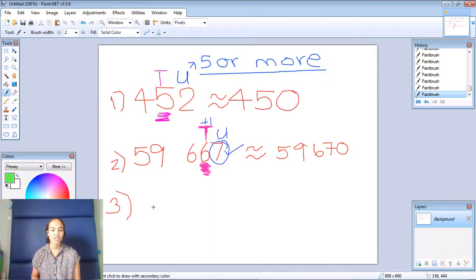Let's go for a green color, because this time we all know how to round to the nearest 10. So let's go for a 6-digit number. So we've got 643,984. What do I need to do? I need to round to the nearest 10. It's super easy. This is my tens column, and it's the number 8. But before I can do anything, I need to look at the units column.